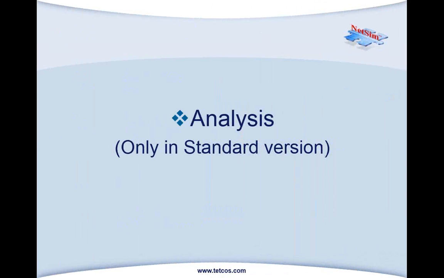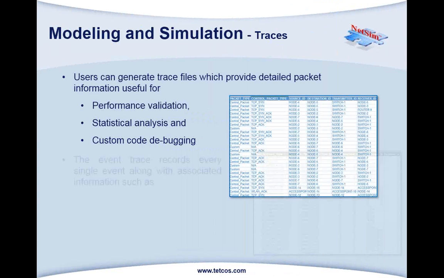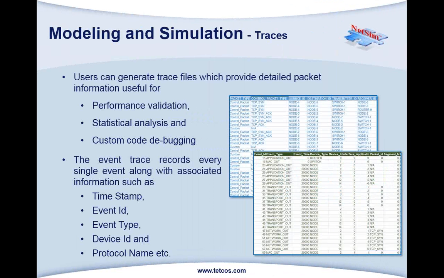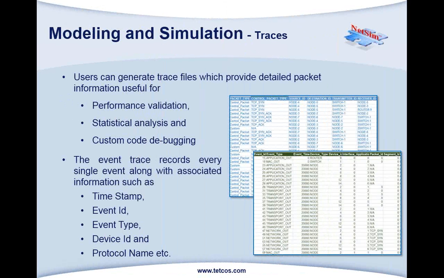Then there are some analysis which are exclusively available in standard version only. Some traces are there. One is packet trace, another is event trace. In packet trace, we can see details of the whole packets, on the different parameters like performance validation, statistical analysis, and custom code debugging. Then in event trace, it records every event on the different parameters. Different parameters like timestamp, event ID, event type, device ID, and protocol name, etc. Okay. So these are the exclusive parameters which are available in standard version only.